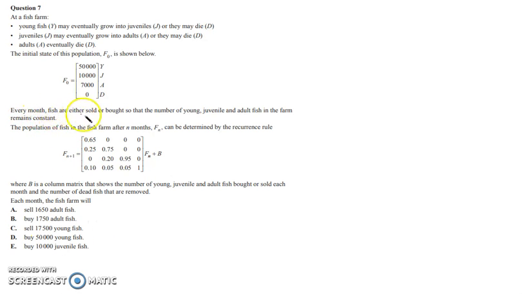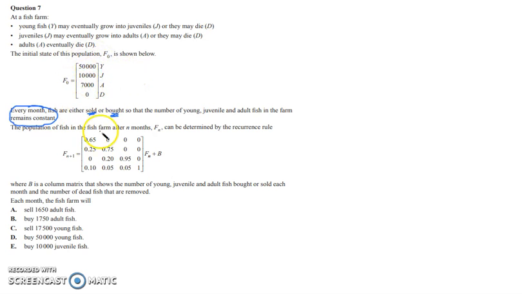So it's saying every month fish are either sold or bought and that remains constant. So what we need to do is, at the end of each time we calculate a new population from the initial state population, it ends up getting back to this F0 value. So remains constant. These numbers, we're either going to have to add or subtract to get back to this.